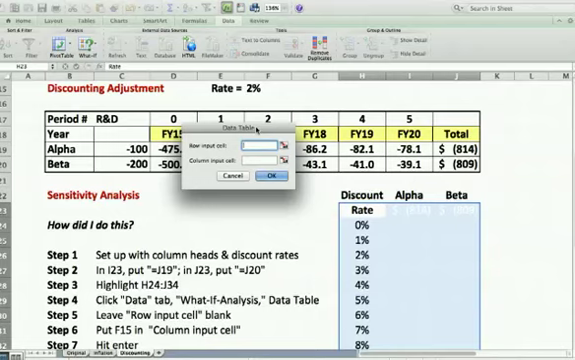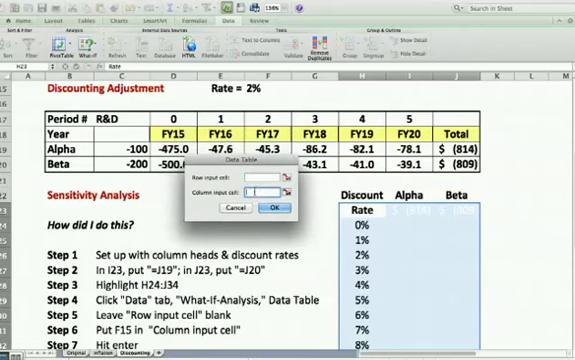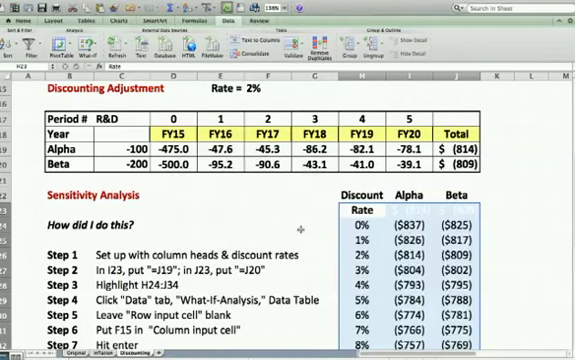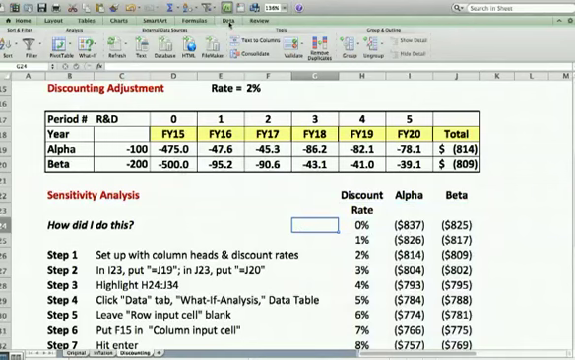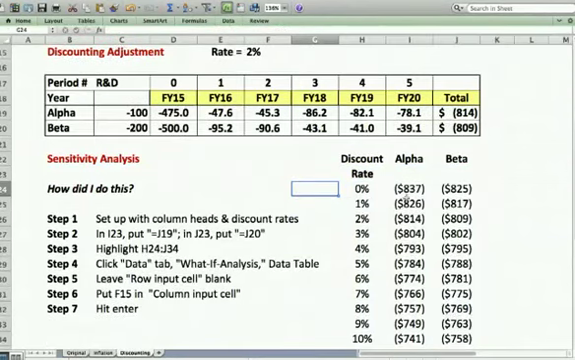We're just varying one, so we can leave the row input cell blank. In my business modeling course, we explore all the possibilities here. For the column input cell, put in F15, which is the discount rate. That's what we're going to vary. Click OK, and it will fill in. So now you've filled in the NPV for alpha and beta for all different interest rates.